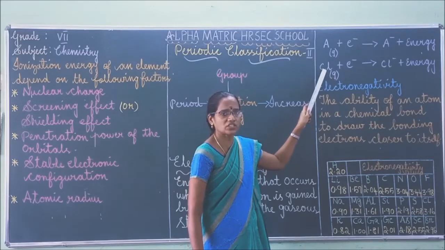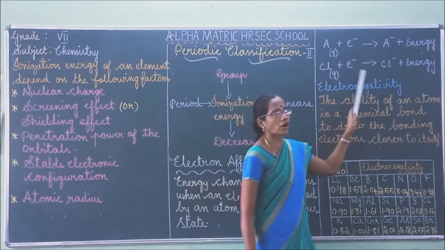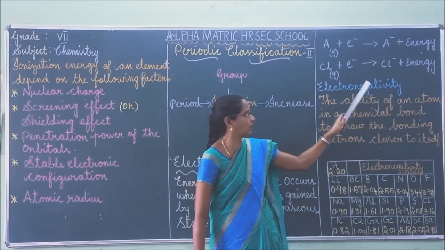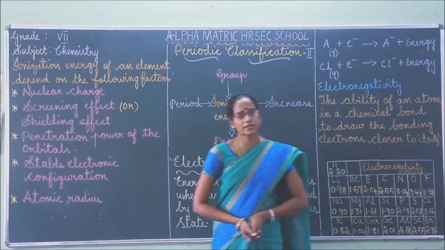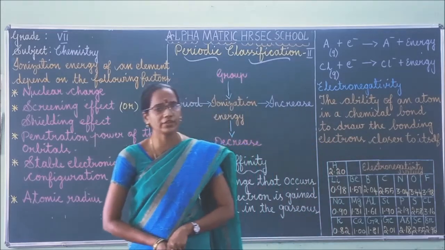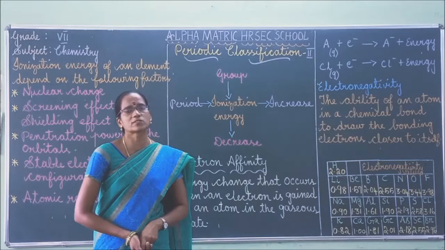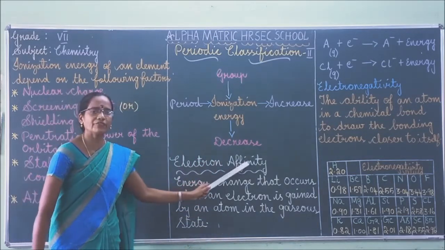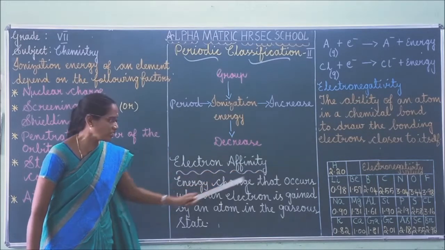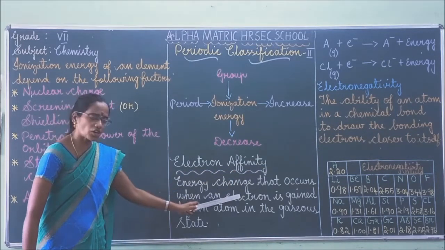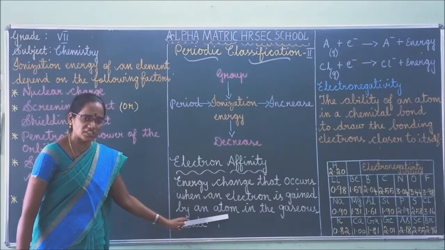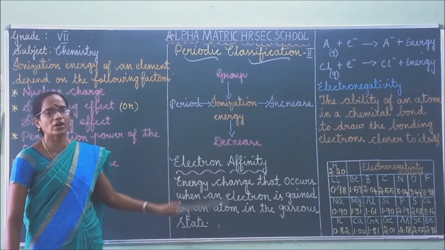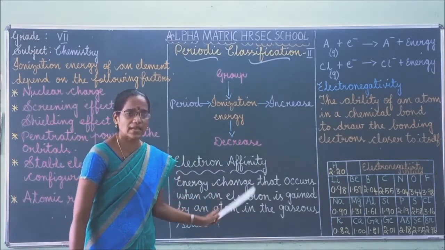Okay, chlorine atom gains an electron to form chloride ion. Cl minus is anion, that is the chloride ion. Along with that, energy is released. This is called the electron affinity, and electron affinity is also measured in kilojoules per mole. Electron affinity is defined as the energy released when an electron is gained by an atom in its gaseous state.